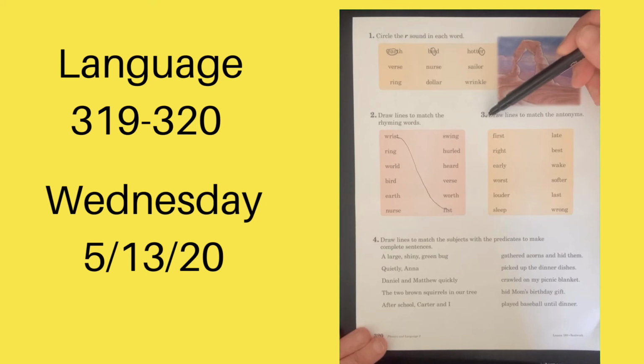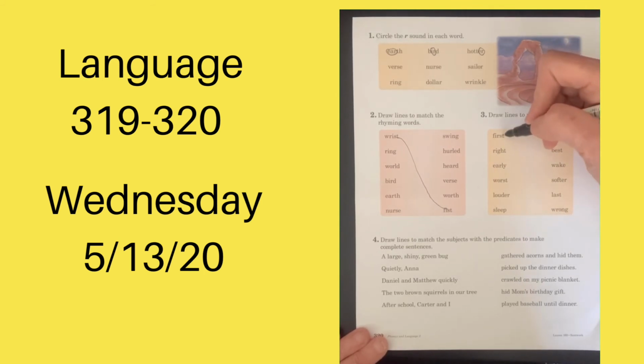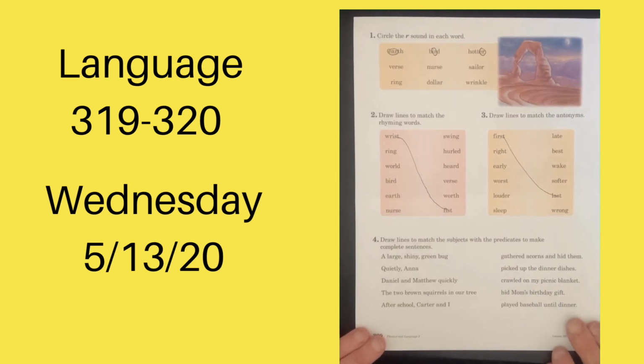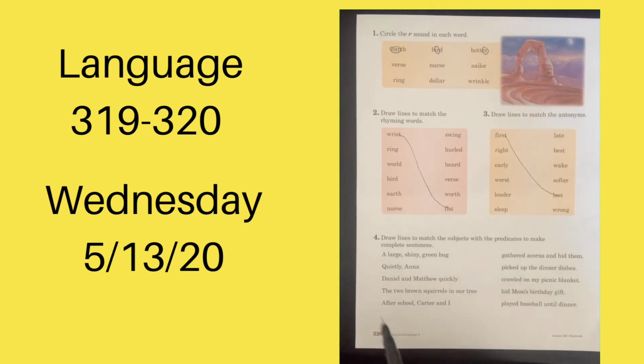Number 3, draw lines to match the antonyms or opposites like up and down. So first would go with last. So that's all you're going to do. You're going to find the opposites or the antonyms. Okay, on to the bottom.